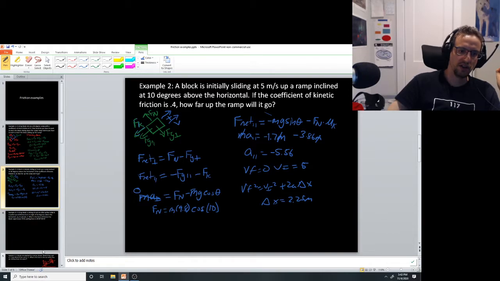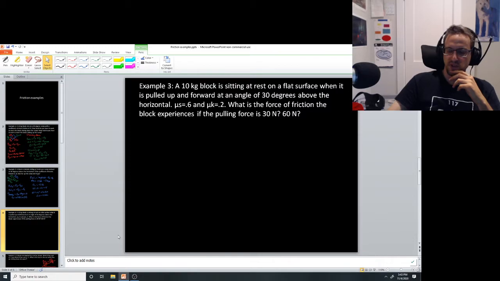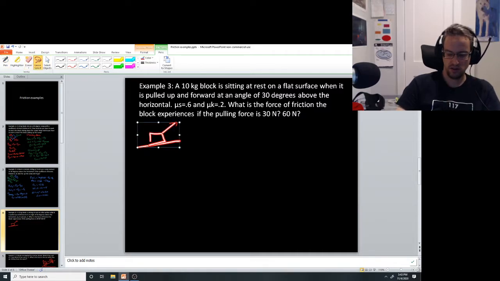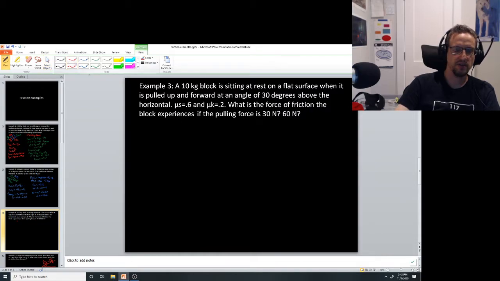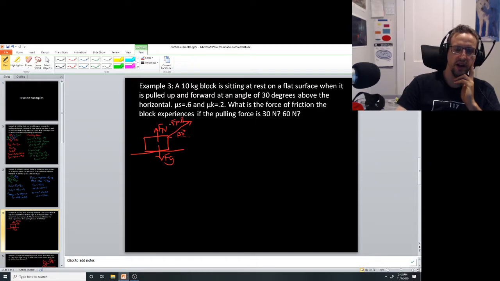Right? Third example. So we got this block here. This time it is sitting on a table. We've got a force. I'm actually going to make it a little bigger for our purposes. So we got a block, and we have a gravitational force, a normal force, and this pulling force here. And this is 30 degrees. And I think we can safely say the frictional force is going to go the other way. It's starting at rest, so we know that it's going to oppose that attempt to move it horizontally.